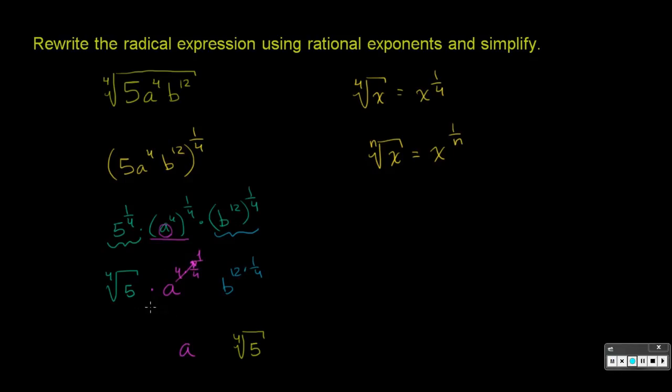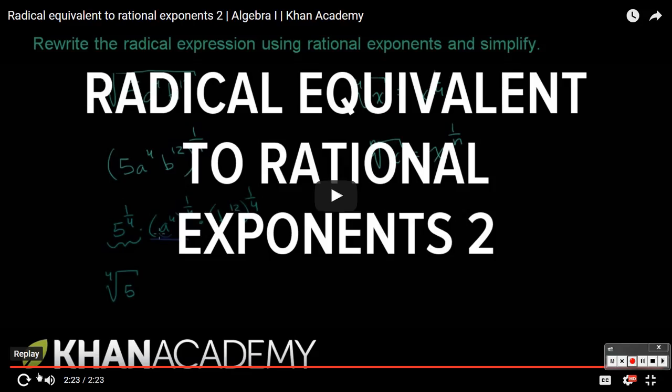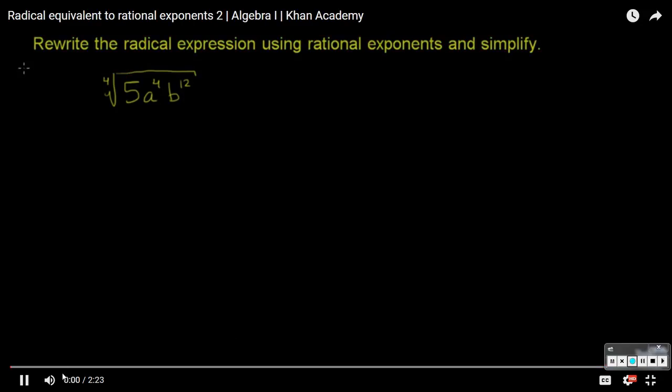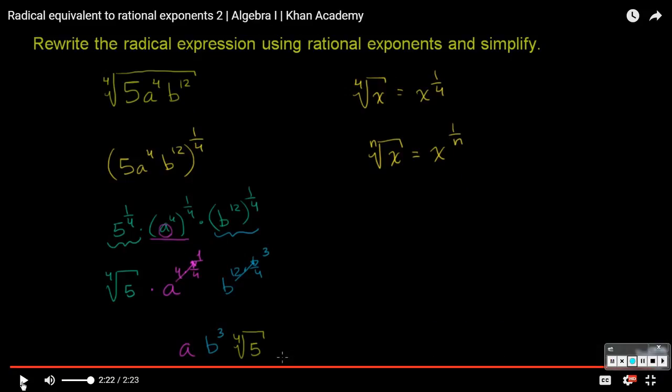So that's just a. And then we have b to the 12th times 1/4 power. Well, 12 times 1/4 is just 3. So that's b to the 3rd power. So it's a b to the 3rd power times the 4th root of 5. Rewrite the fourth root of 5. So stop it right there in case anybody needs to copy it for us.